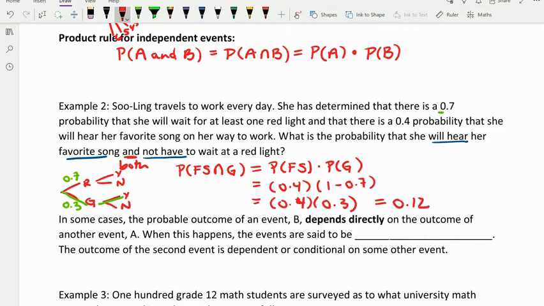In some cases, the probability of an outcome of event B depends directly on the outcome of event A. When this happens, the events are said to be dependent. The outcome of the second depends on the outcome of the first. And we're going to look at that in our next example.